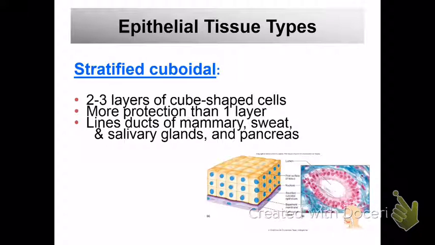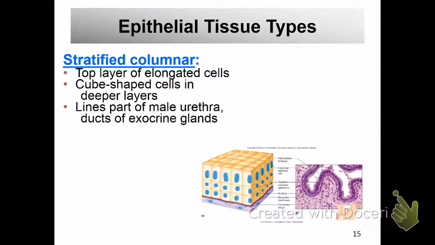Lines the mammary glands, so the milk production glands, sweat glands, salivary glands, and the pancreas. Okay, stratified columnars. To me, it just looks like the top layer is columnar. So it's like the down deeper is cube-shaped, right? Look at the picture. But this lines the male urethra, that's where the urine comes out, and exocrine glands.